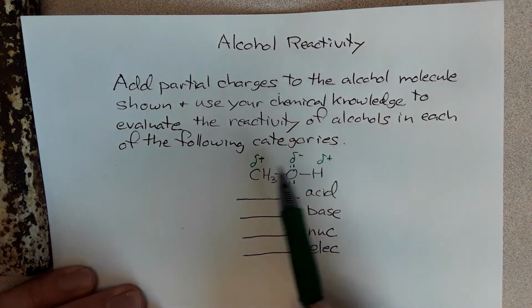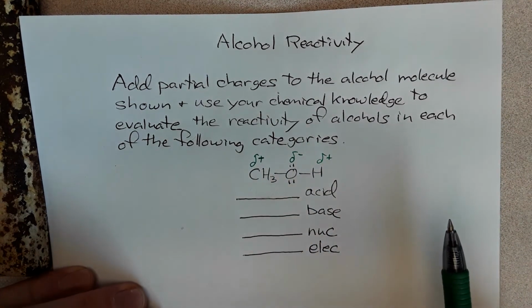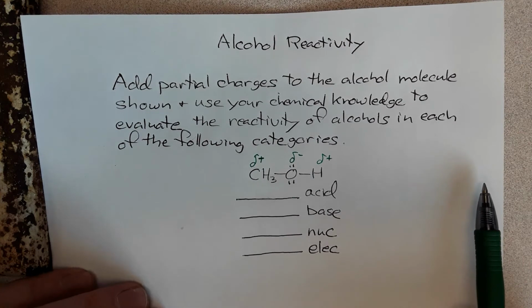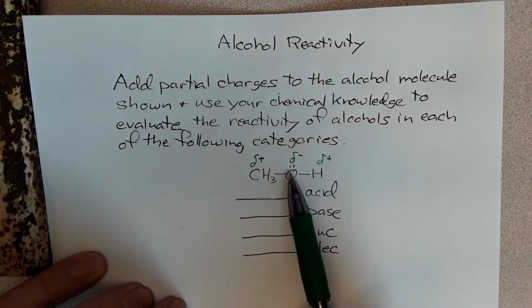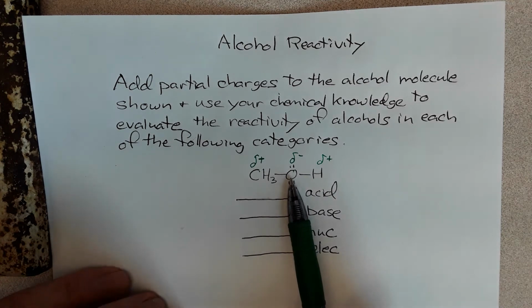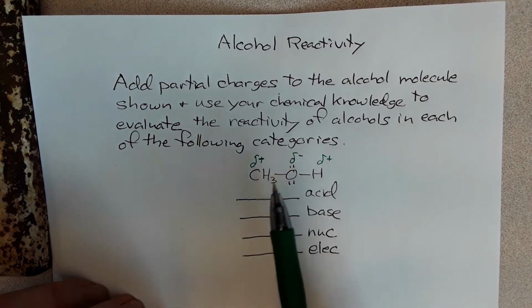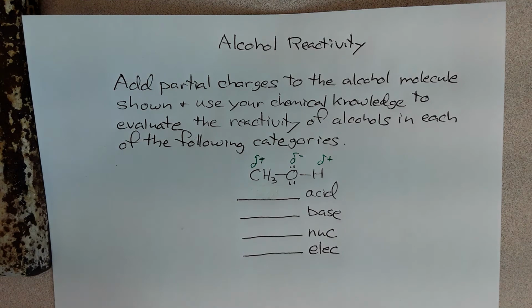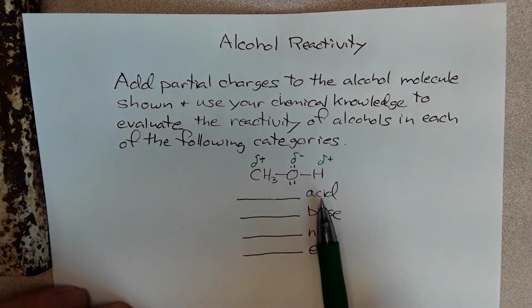And again, these partial charges are, I don't know, a 20th of a positive charge, a 20th of a negative charge, 10th of a positive or negative charge, something like that. But the electrons aren't shared equally in these bonds. So let's think about what kind of an acid it would be.